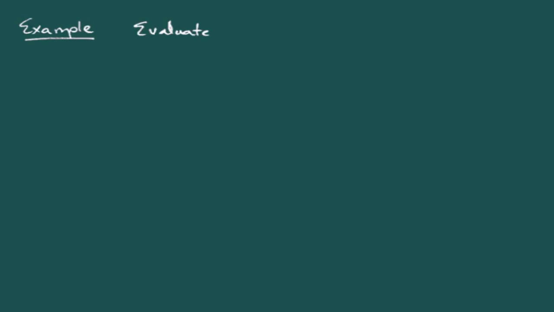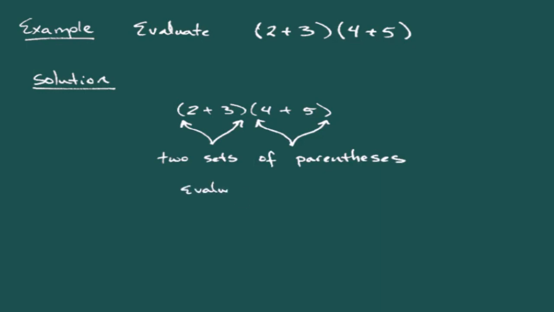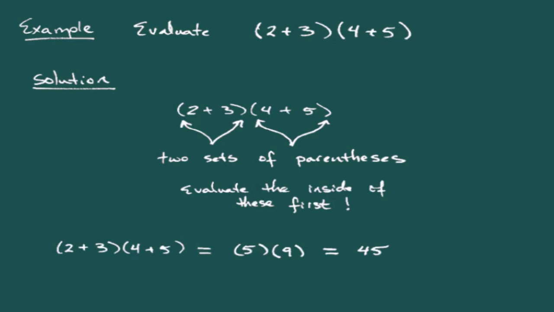So now let's look at another example. Suppose we're asked to evaluate the quantity 2 plus 3 times the quantity 4 plus 5. For this one, we're looking at it and we're seeing that this expression really has 2 sets of parentheses in it. In the first set, we have 2 plus 3. In the second set, we have 4 plus 5. Remember that those sets of parentheses are really there to tell us that here is what we need to do first. We have to evaluate everything inside the parentheses first. And so the 2 plus 3 is going to give us a value of 5. The 4 plus 5 is going to give us a value of 9. And then finally, the operation that we do, 5 times 9, gives us a final answer of 45.